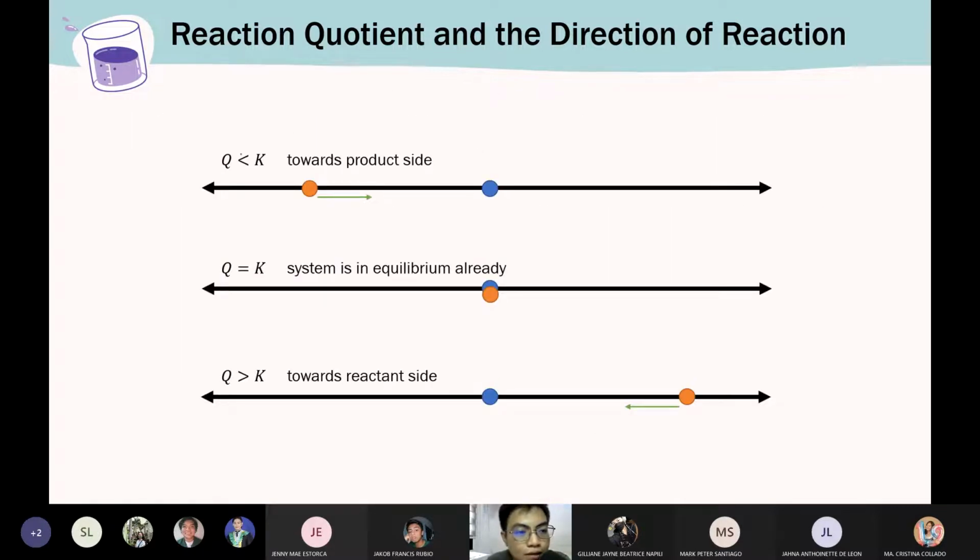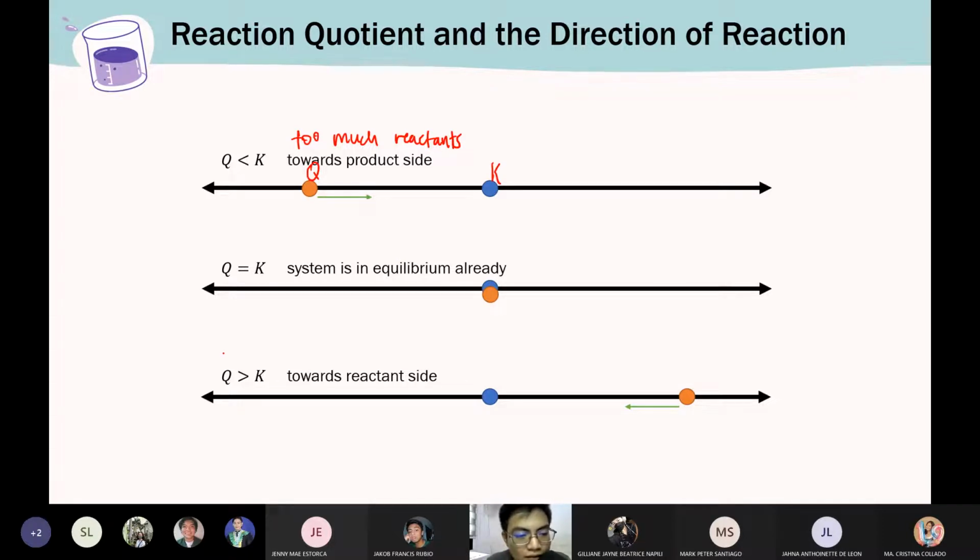Okay? So, now, if your Q is less than the K, ibig sabihin yan, the reaction will proceed to the product side, no? Why? Kasi, reasons bakit nagiging less than yung Q is that maraming denominator or maraming reactants. So, if you have too much reactants, the reaction will proceed to the product side so that they can achieve the K or the equilibrium. Okay? And then, if equal naman sila, then nothing has to be made kasi wala namang magbabago.